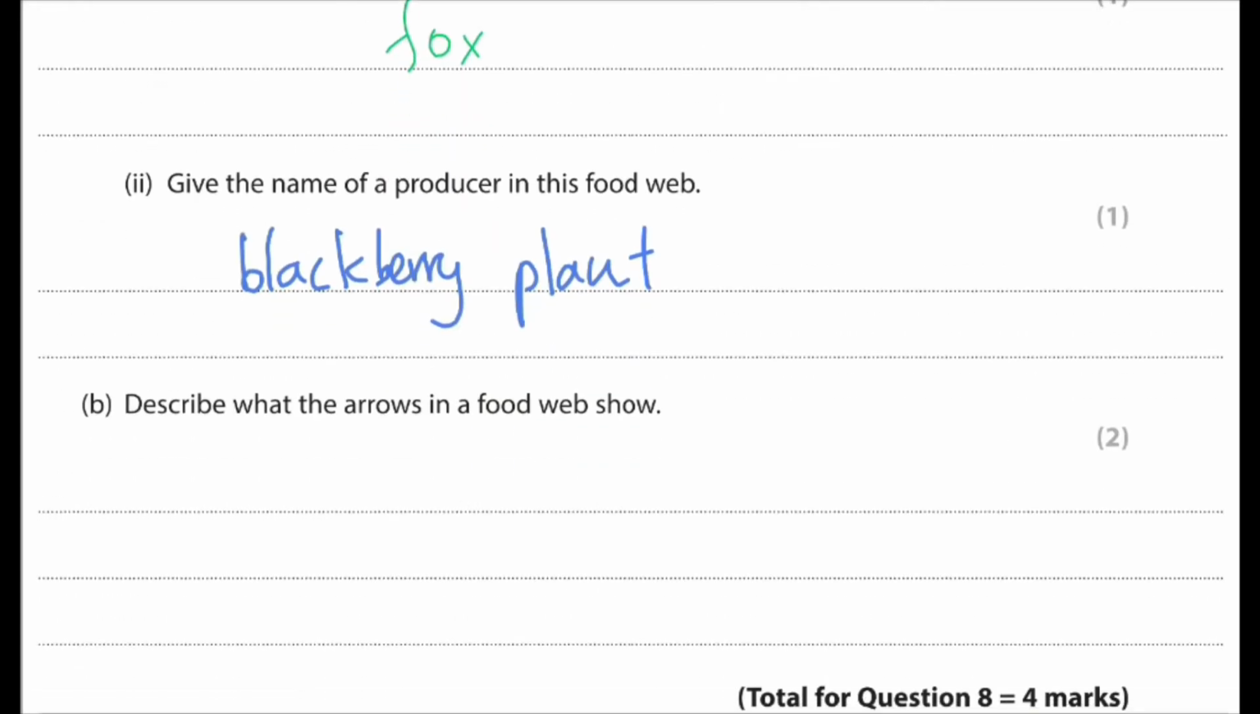Next question, describe what the arrows in the food web show. We know that they show the direction of the energy flow, or we can say the direction of flow of energy.